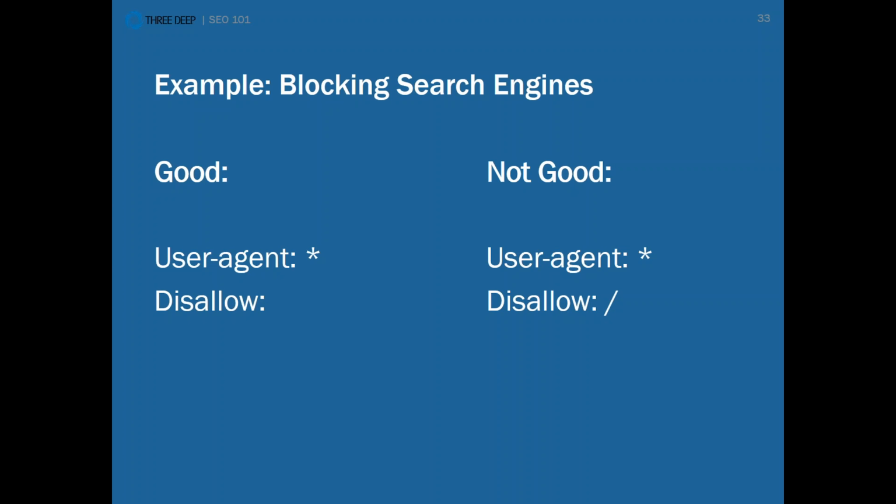On the right, this is the not good version. It's saying, hey, Google, when you come to my site, disallow everything. So don't crawl any of my pages and don't get those into your index. That's problematic. If this one little line is incorrectly written in that file, you're going to have a world of hurt when it comes to SEO. But the good news is it's really easy to fix.